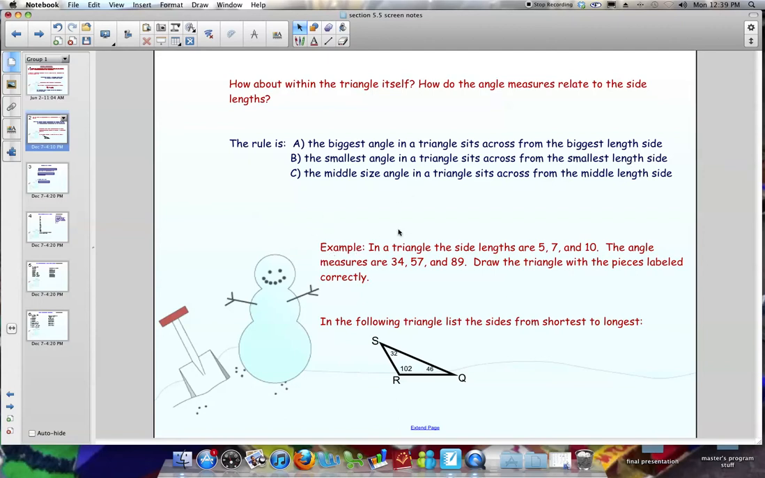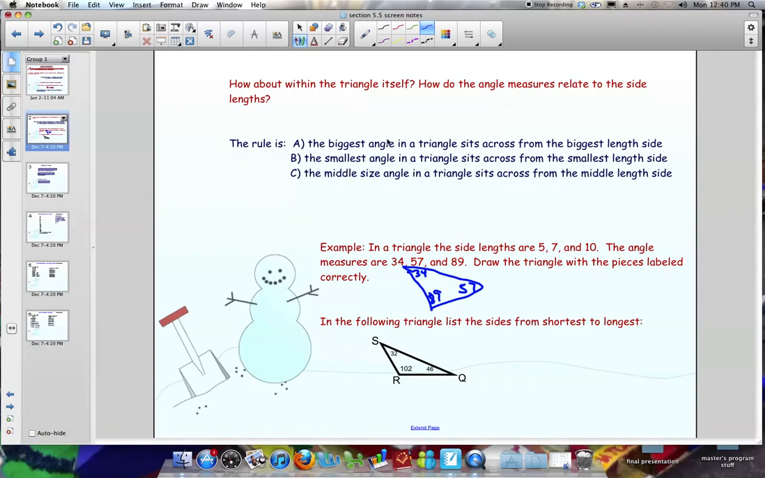An example: in a triangle, if it has side lengths of 5, 7, and 10, and the angle measures are 34, 57, and 89, draw the triangle with the pieces labeled correctly. You would draw your triangle. I usually draw my angles first so that they kind of look like they're supposed to. The 89 would go here, the 57 would go here, and the 34, since it's the smallest angle, would go up here.